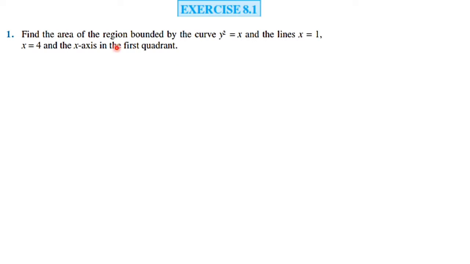First of all, we need to make a rough diagram. Then only we can identify the area from which area to which area we need to calculate, and the limits, that also we have to identify through the diagram. Here the curve is y square equal to x. Y square equal to x means clearly it is a parabola.